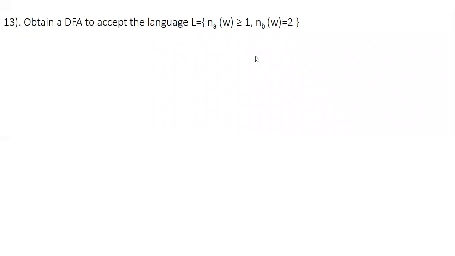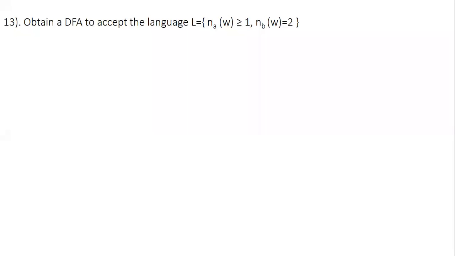Okay, students. So we'll move on to question number 13. That is: obtain a DFA to accept the language L, where the number of A's in string W should be greater than or equal to 1, and the number of B's in the string W will be equal to exactly 2.